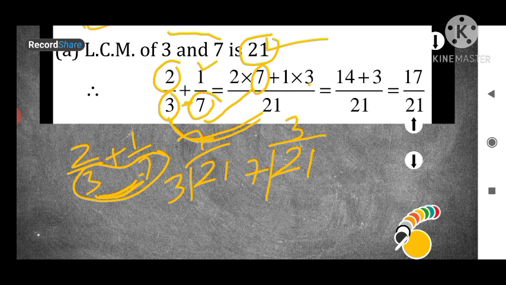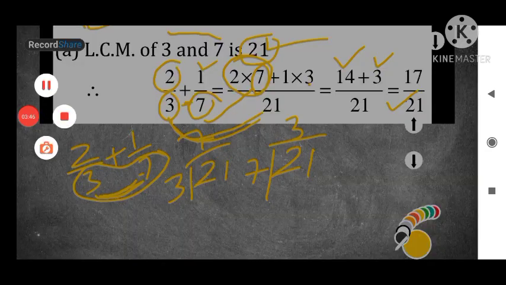Now first you will do the multiplication, isn't it, according to the BODMAS rule. So 2 into 7 is 14 and 1 into 3 is 3. Now 14 plus 3 is equal to 17 upon 21. So our answer is 17 upon 21. If we do more questions, then you will understand more. So come to the next question, I will explain the next question also.